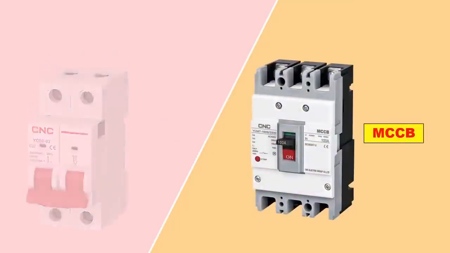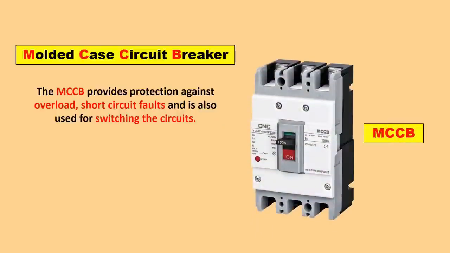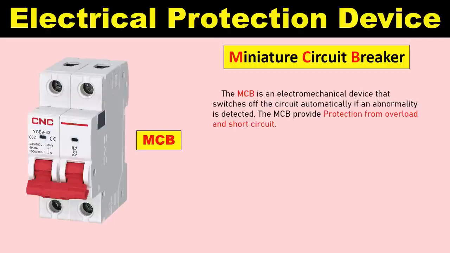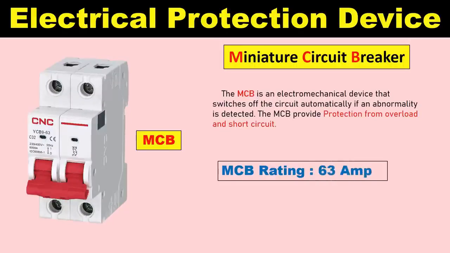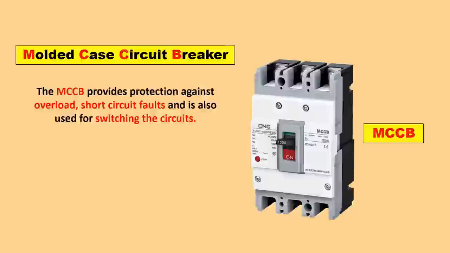Full form of MCCB is molded case circuit breaker. Friends, the MCB you have, or if you are going to buy a MCB, then a maximum of 63 ampere rating MCB you can buy. These days you can find a 100 ampere rating MCB also, but before, till 63 ampere rating MCBs were available in the market.